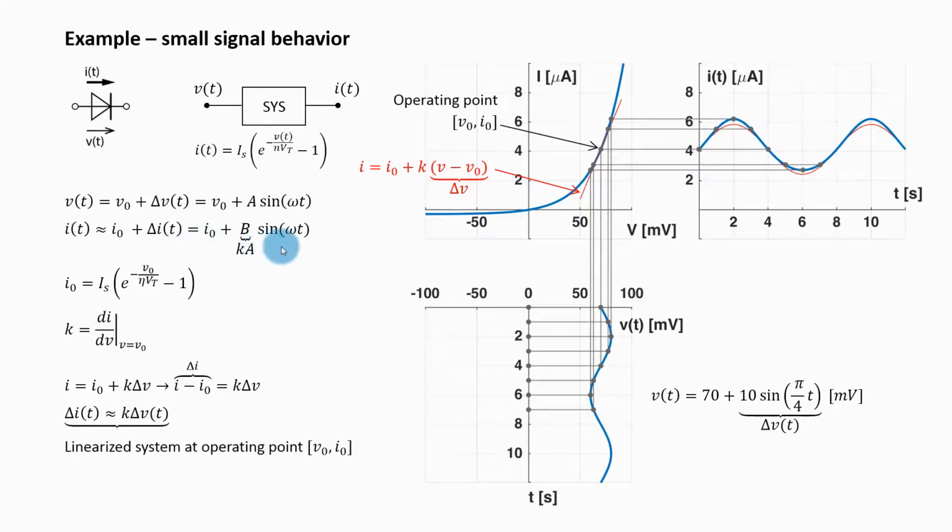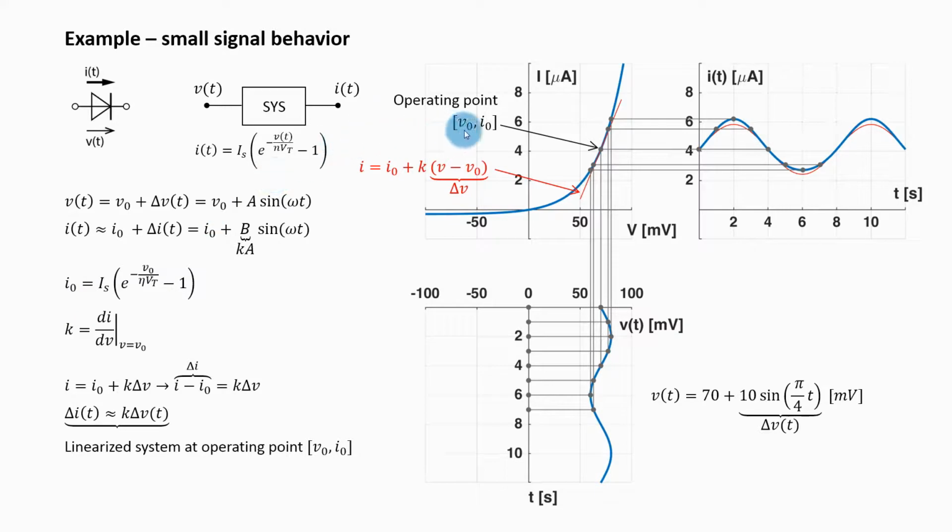Now, if I decide to use this approximation, how can I find this I0 and this B? Well, I0 is easy. V0 is the DC bias at the input, that is this voltage. I0 is the DC bias at the output, that is this current. And what is the relationship between this voltage and this current? This equation says the relationship. When I substitute V0 here, I will get my I0.